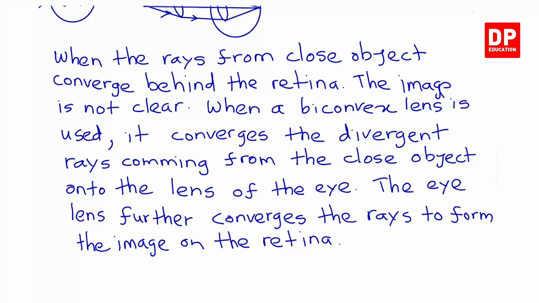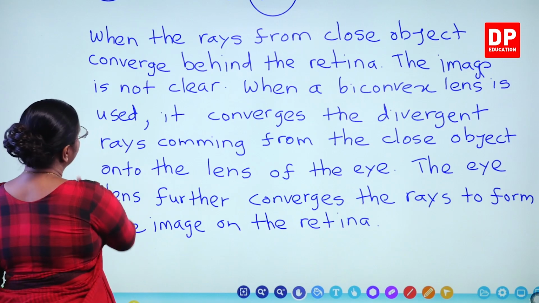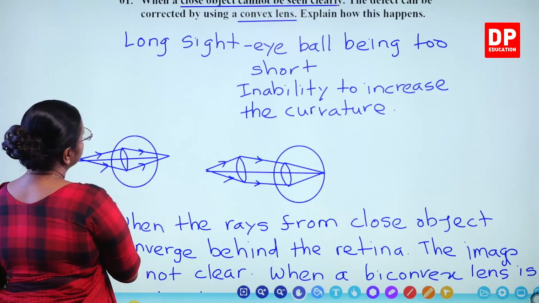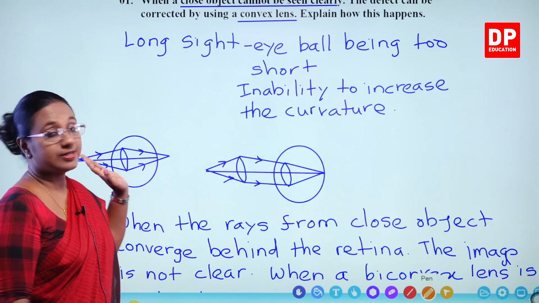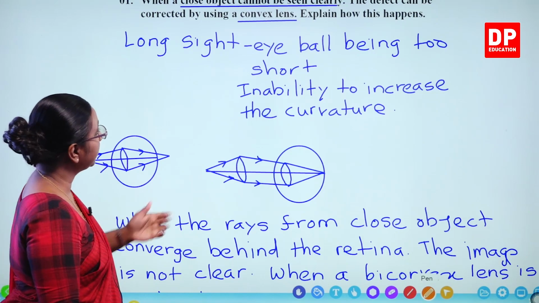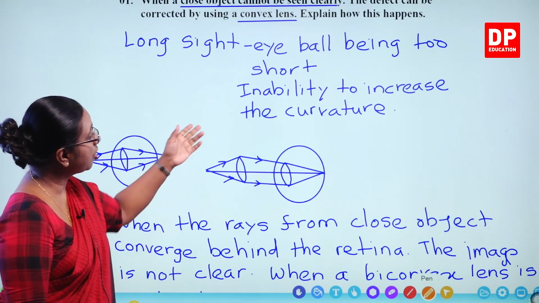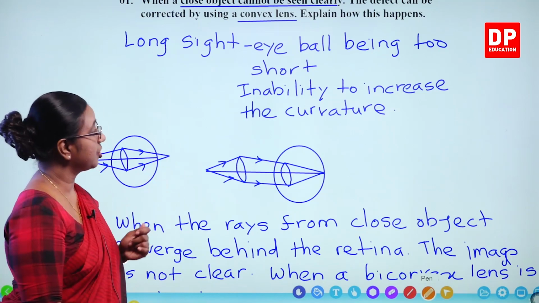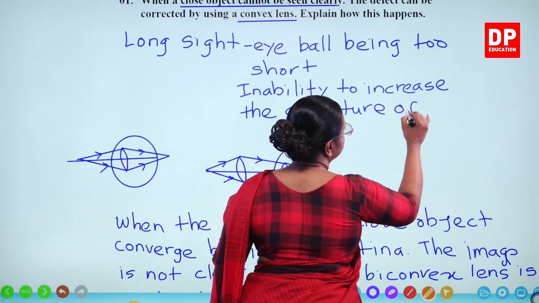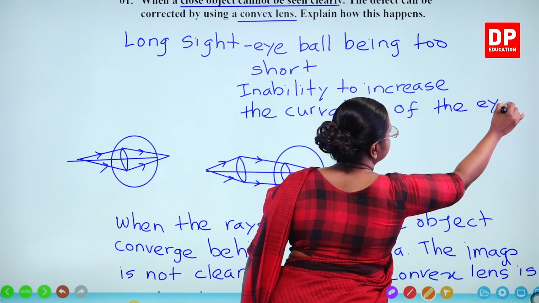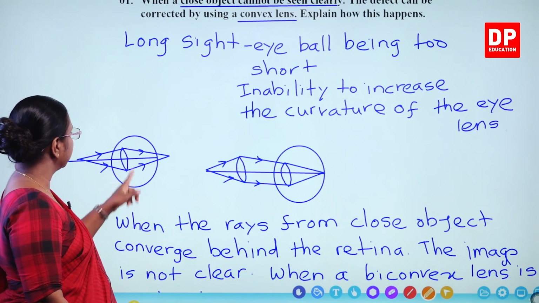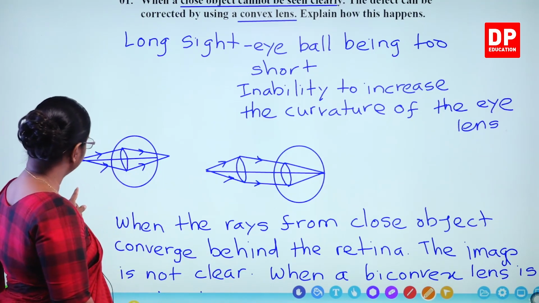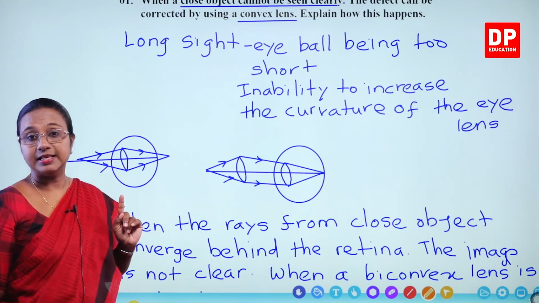So, here students, you all have given the complete answer. I will again go back to the answer and we will check it again. Close objects are not seen clearly, so you know that is long sight. The reasons are eyeball being too short or inability to increase the curvature of the eye lens. When you represent it diagrammatically, this is long sight. Here you can see the image forms behind the retina.